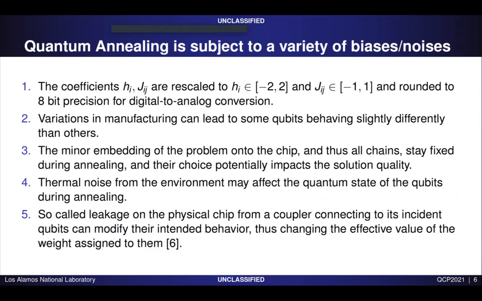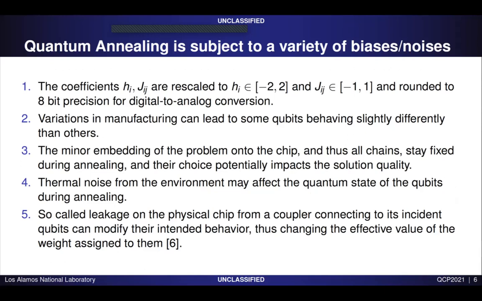D-Wave quantum annealers have a variety of sources of bias and noise, including precision limits because the coefficients are scaled into a hardware specified range and rounded to 8-bit precision. There are also variations in the hardware manufacturing process, as well as defects in some of the qubits and couplers, and variations in the calibration procedures for the device. The choice of the minor embedding we use for a problem also affects how the problem is solved, especially because the chains representing the logical variables have different lengths.